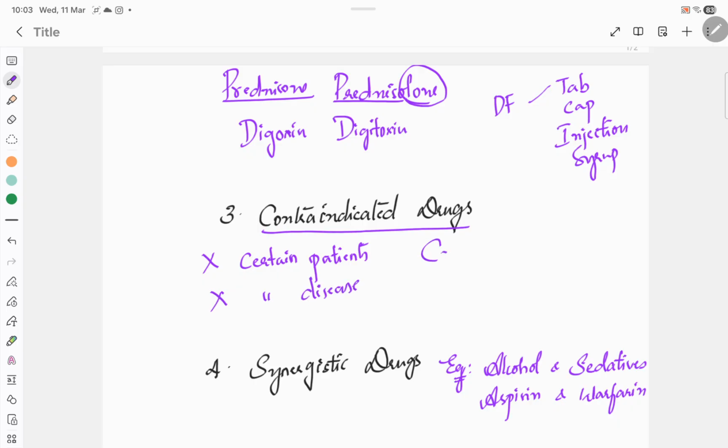For example, corticosteroids are contraindicated in patients with peptic ulcers. Penicillin and sulfonamide drugs are generally avoided for patients who are allergic to them. Cardiovascular drugs should be contraindicated in hypertensive patients. If such drugs are prescribed, they may cause adverse effects for the patient.